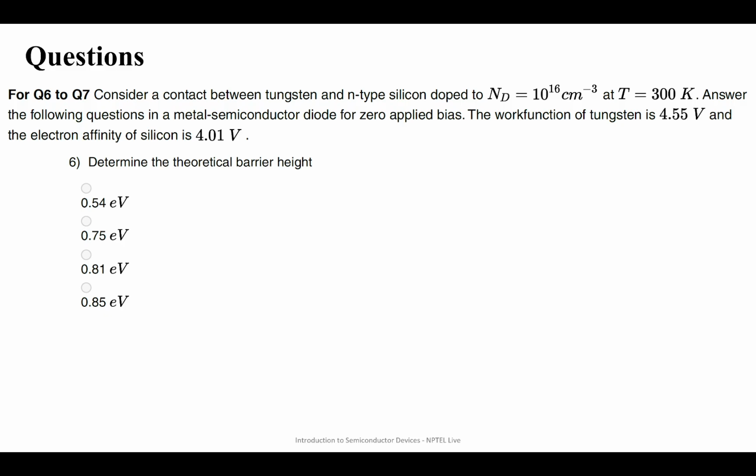For questions 6 and 7, consider contact between tungsten and n-type silicon doped at Nd equals to 10 per 16 per centimeter cube at T equals to 300 K. Answer the following question: if the metal semiconductor diode is at zero bias, work function of tungsten is 4.55 volts and electron affinity of silicon is 4.01 volts. Determine the theoretical barrier height: 0.54 electron volts, 0.75 electron volts, 0.81 electron volts, 0.85 electron volts.